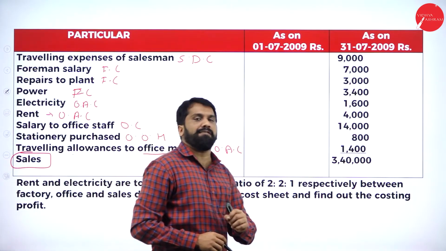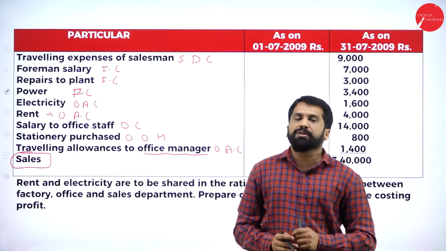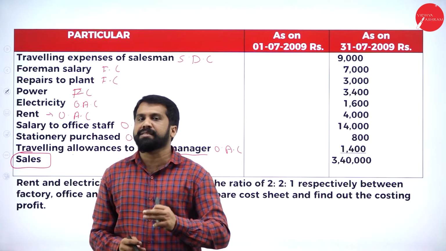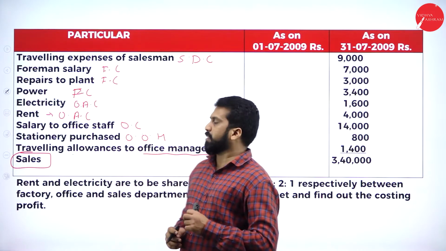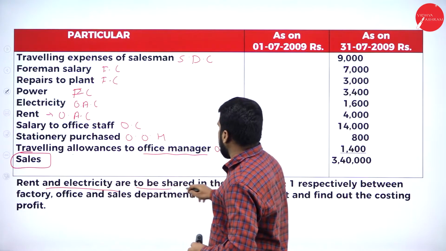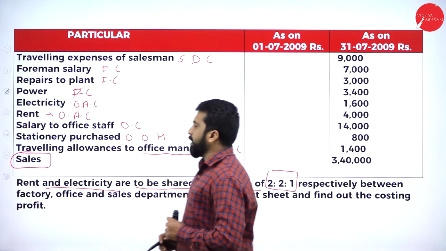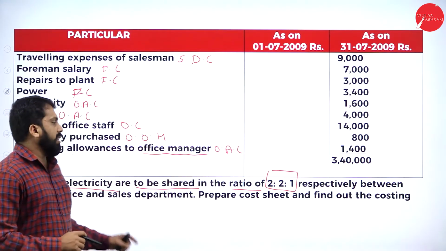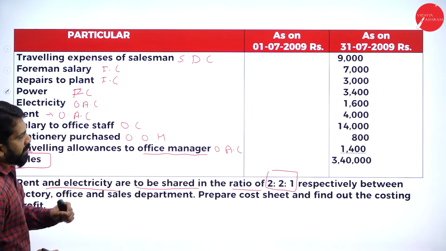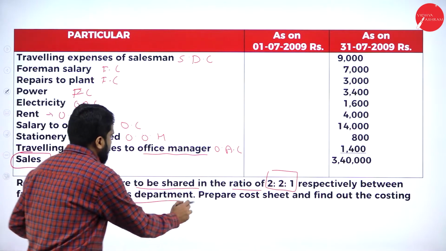So sales means your final answer. Again, if sales is given, what should we find out? Profit. How do you get profit? Sales minus cost itself is your profit. Now, in this, rent and electricity are to be shared in the ratio of 2:2:1 respectively, between factory, office and sales department.